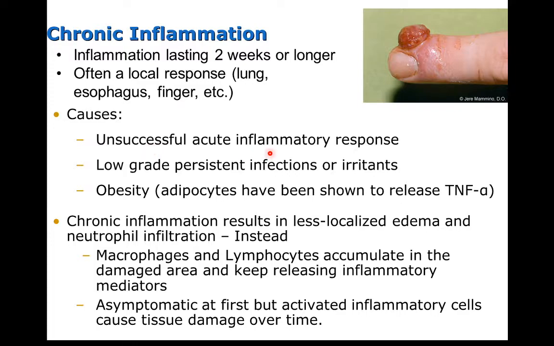It happens when the acute inflammatory response wasn't successful in getting rid of the bacteria or the irritant. Also, there could be some low-grade persistent infections or irritants. One of the things that's known to cause irritation in our lungs would be talc. So we used to see a lot of talc being used on our skin, and now we don't see talc anymore because of the chronic irritation, and it actually has been known to be a carcinogen.